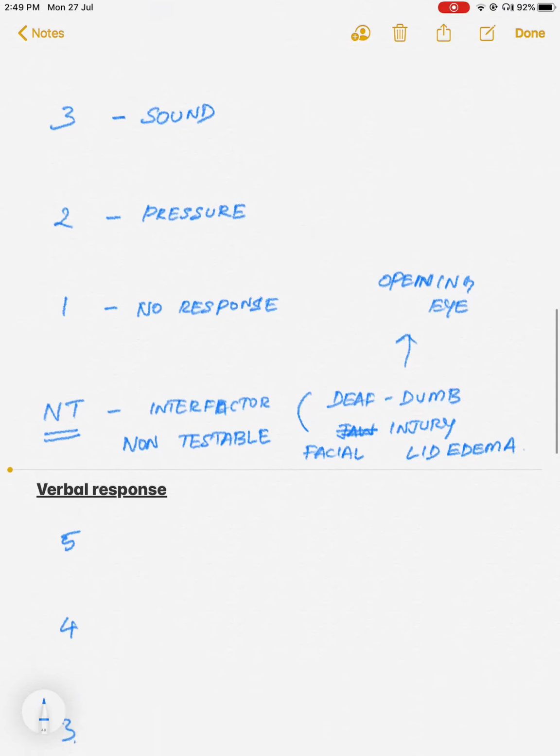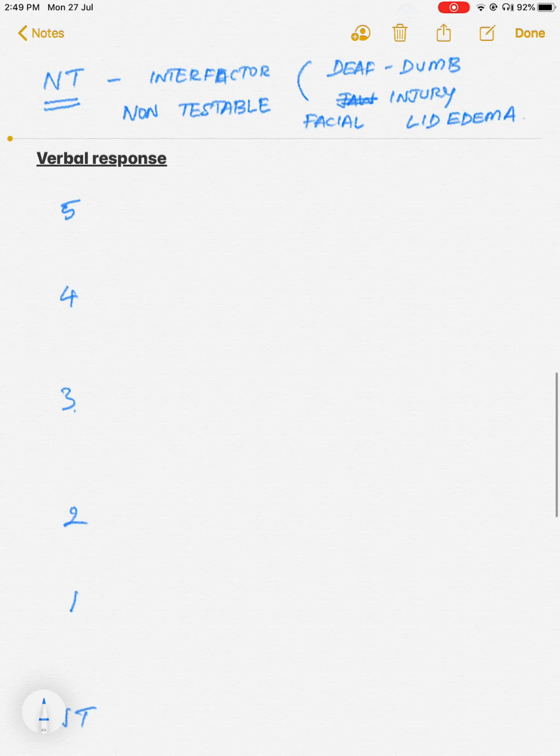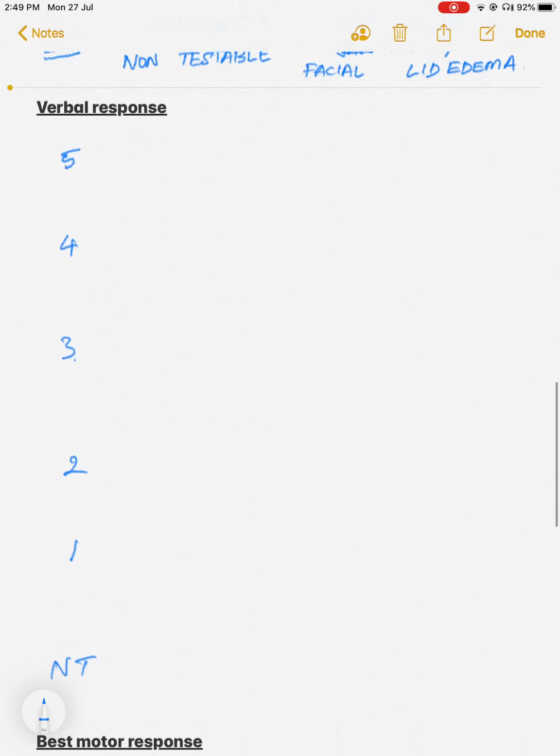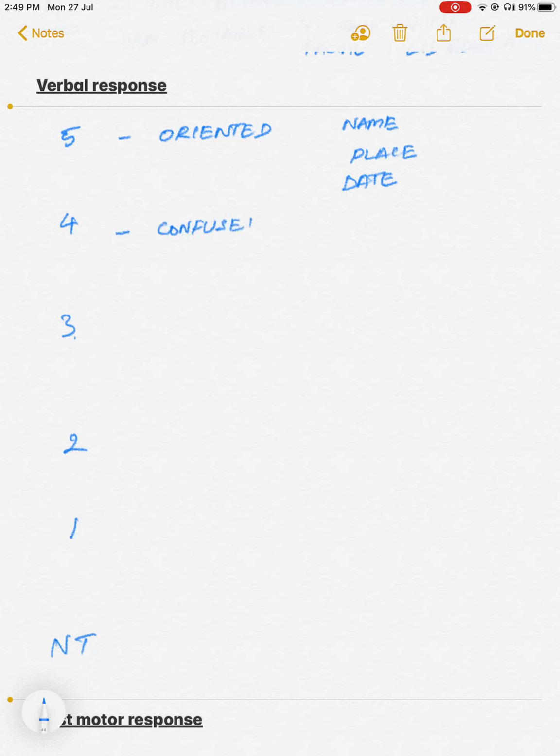Is it clear? Then we go into the verbal response. In verbal response, there is a maximal score of 5 and a minimal score of 1. For 5, the patient will have oriented speech, as in name, place, and date. So that is going to be 5. 4 is going to be a confused speech. That is, he will be disoriented.